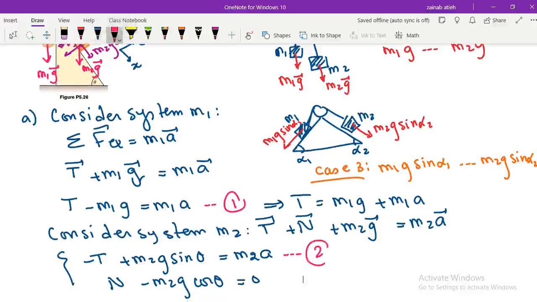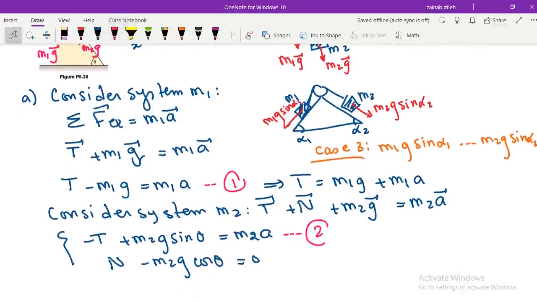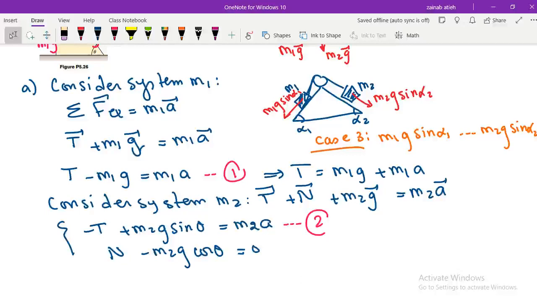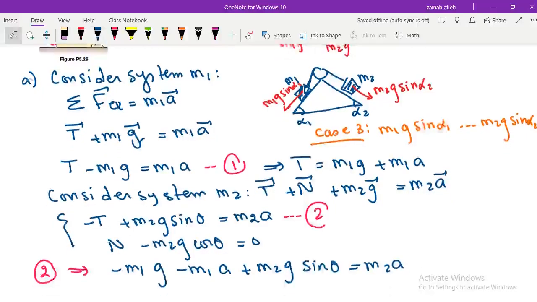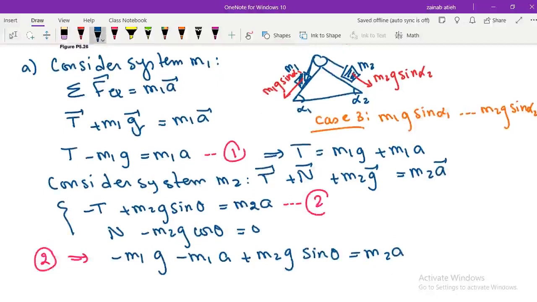شو راح أعمل؟ راح أخد equation 2 حط فيها التنشن اللي لقيتها من equation 1 لأنه صار عندي 2 equations فيهم T وفيهم A. So من equation 2 راح أعوض فيها التنشن. I will get minus M1G minus M1A plus M2G sin theta equals M2A. لاحظوا صار معي equation فيها acceleration بس. I will arrange acceleration to one side. I will get minus M1G plus M2G sin theta equals M1A plus M2A.